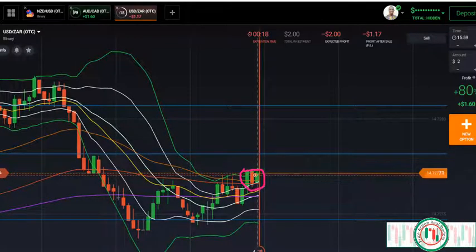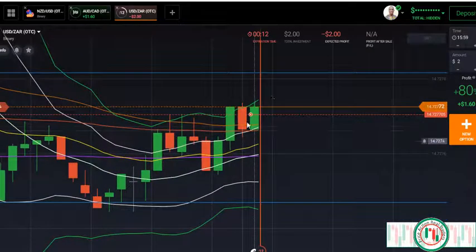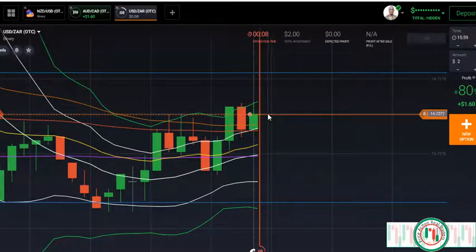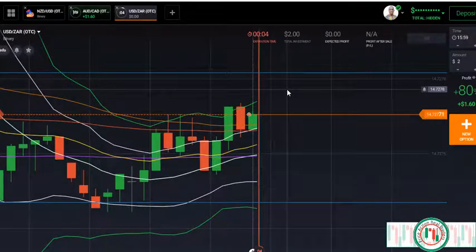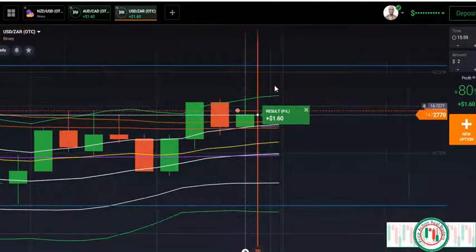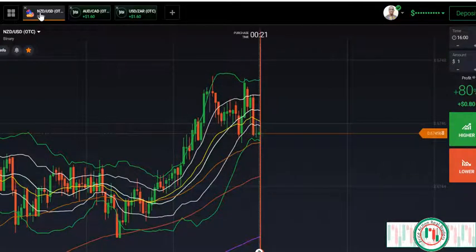So that's why I place my trade put option. So I know this candle will be a weak candle, so that's why I place my trade. So I know definitely it will close below my entry point. Let's wait and see. Yes, you see, that's why I place my trade. So let's check for another.